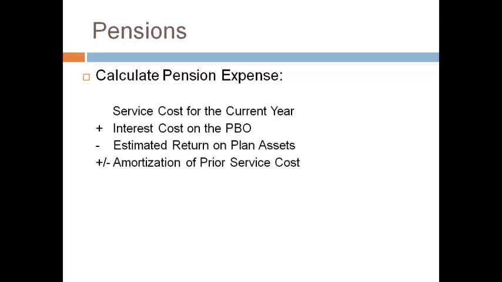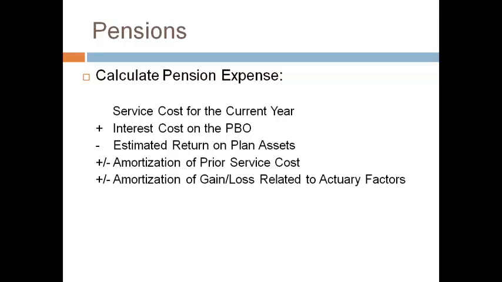The gains and losses from pension plan amendments and the change in actuary factors were initially recorded to OCI. You should remember the second journal entry that put these into OCI. The gain or loss is amortized to pension expense over the average time employees will work until they retire. This is referred to as the service life.